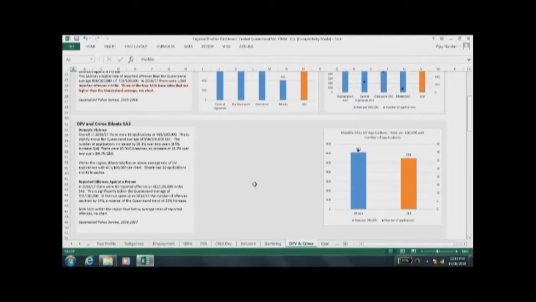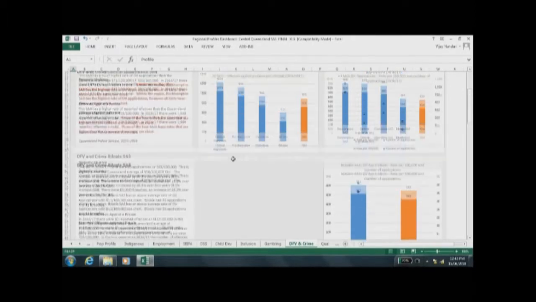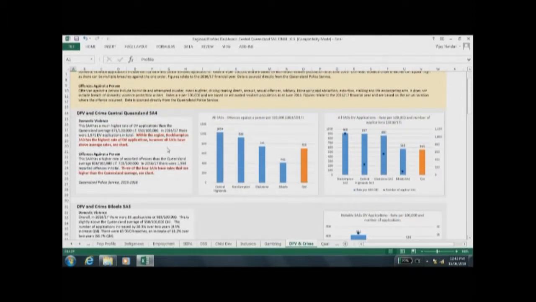Where proportions and absolute numbers are both important measures, or rate and number of applications in this instance, a dual axis chart is used. Areas of extreme disparity are highlighted in red text, so users can become quickly acquainted with the challenges when they first look at a region.